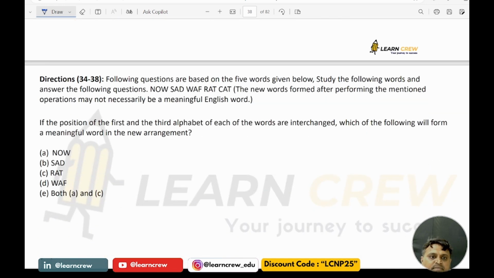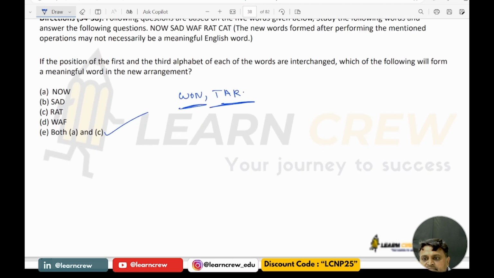None without vowel. Next, if the position of the first and third alphabet of each word are interchanged, then which of the following will form a meaningful word? So you will get WAN, no meaning, DAS no meaning, FAW no meaning, TAR there is meaning, TAC there is no meaning. So you will get two words. What is the answer here? NOW is correct, and also RAT is also correct. Both A and C.